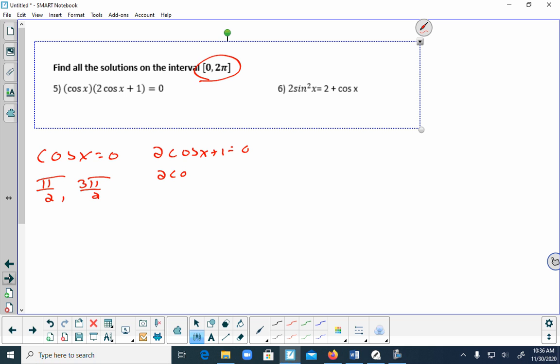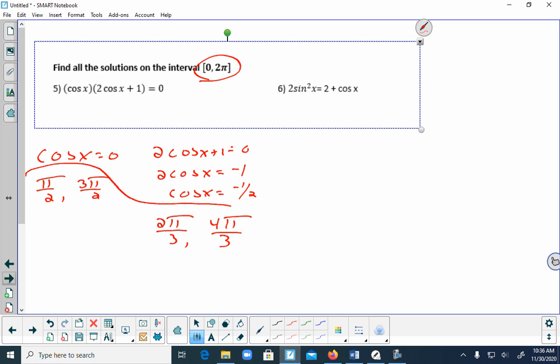This one, I'm going to subtract 1 from both sides, divide both sides by 2. So when is the cosine of x equal to negative 1/2? That's the denominator of 3. Happens in the second quadrant and the third quadrant. So that's going to be 2 pi over 3 and 4 pi over 3. And those are all my solutions, just these four, not adding any multiples of pi because I'm just in that one lap around the unit circle.